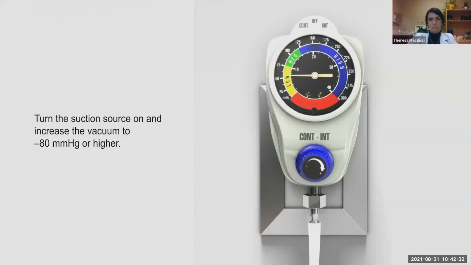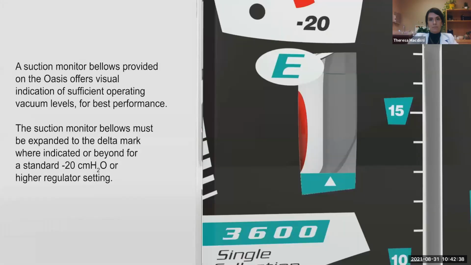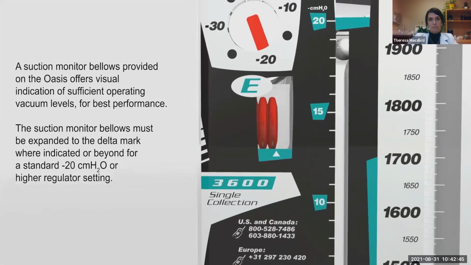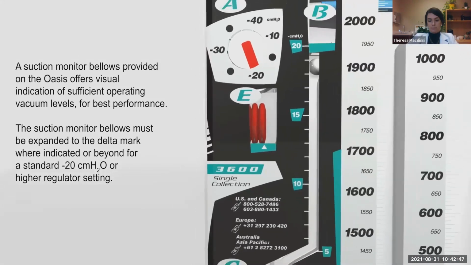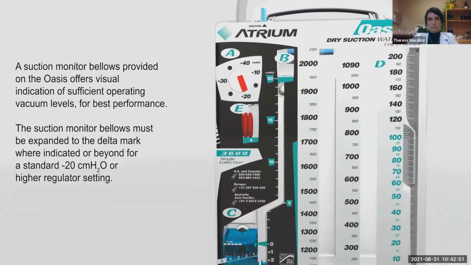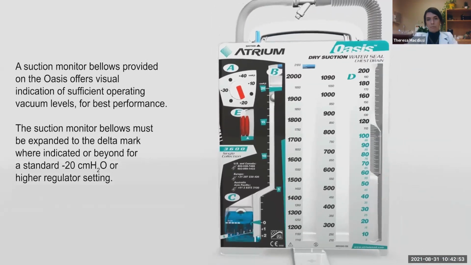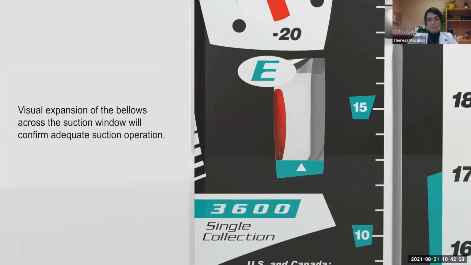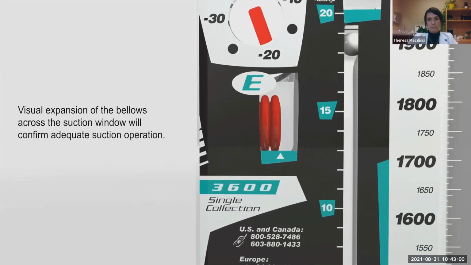Turn the suction source on and increase the vacuum to -80 millimeters of mercury or higher. A suction monitor bellows provided on the Oasis offers visual indication of sufficient operating vacuum levels for best performance. The suction monitor bellows must be expanded to the delta mark where indicated or beyond for a standard -20 centimeters of water or higher regulator setting. Visual expansion of the bellows across the suction window will confirm adequate suction operation.